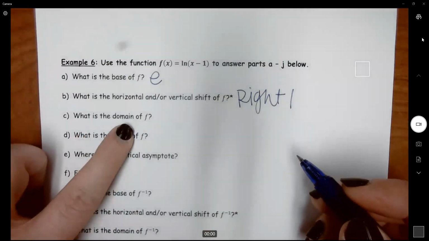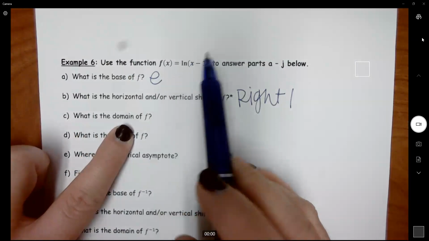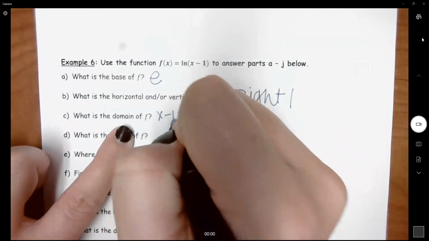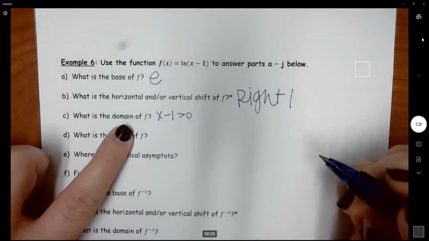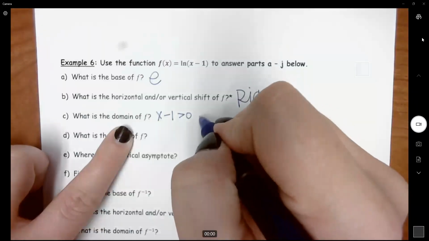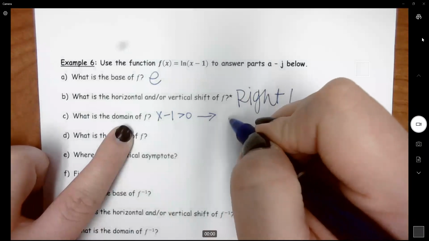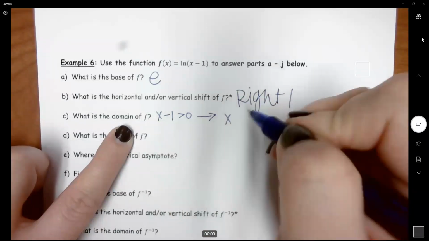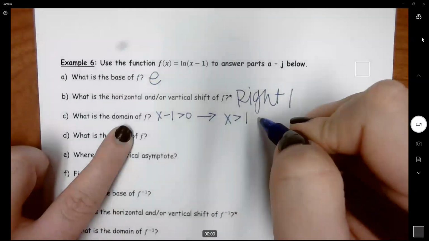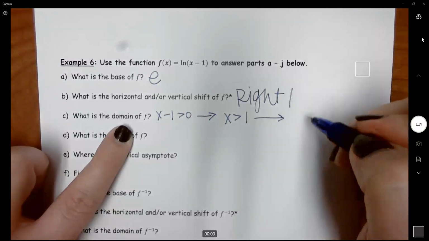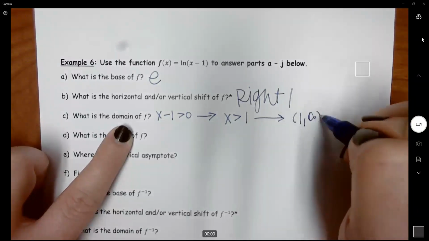So what is the domain? You find the domain by taking what you have here in parentheses, x minus 1, and setting it greater than 0. So you add that 1 over, and you get x is greater than 1. So in interval notation, that is 1 to infinity.